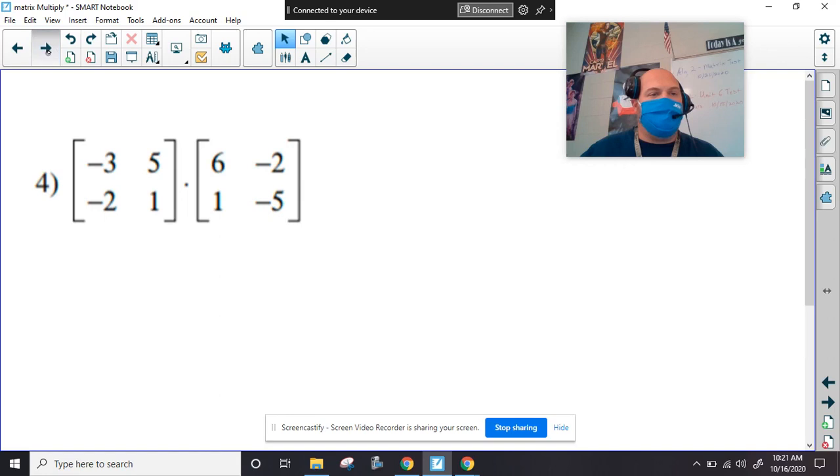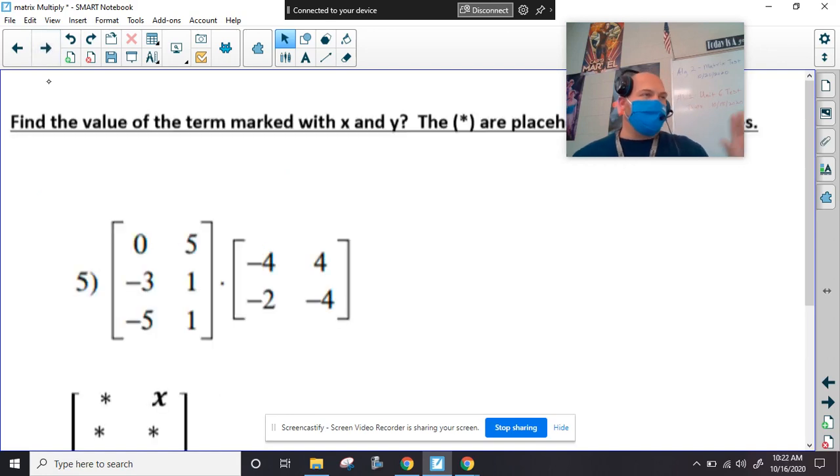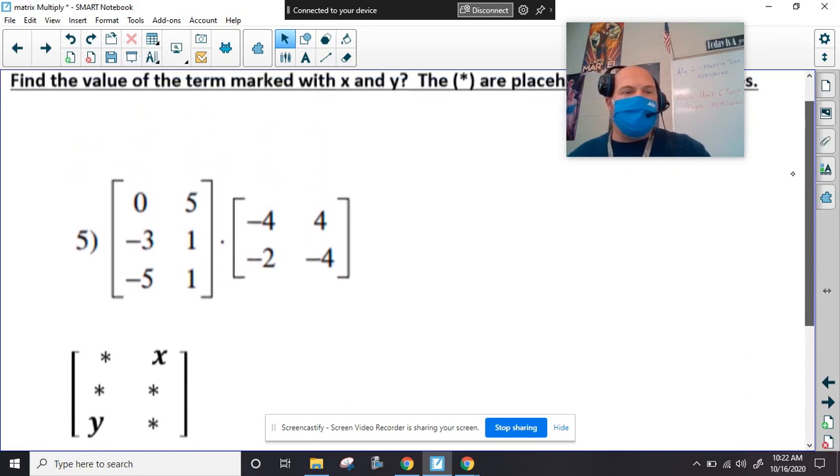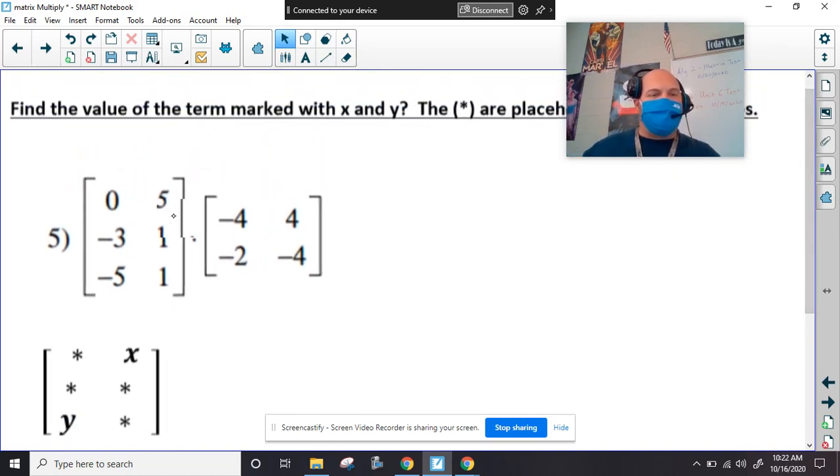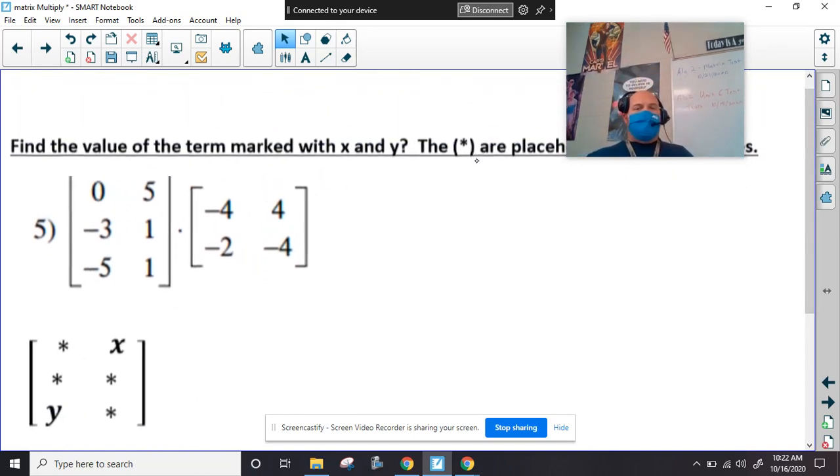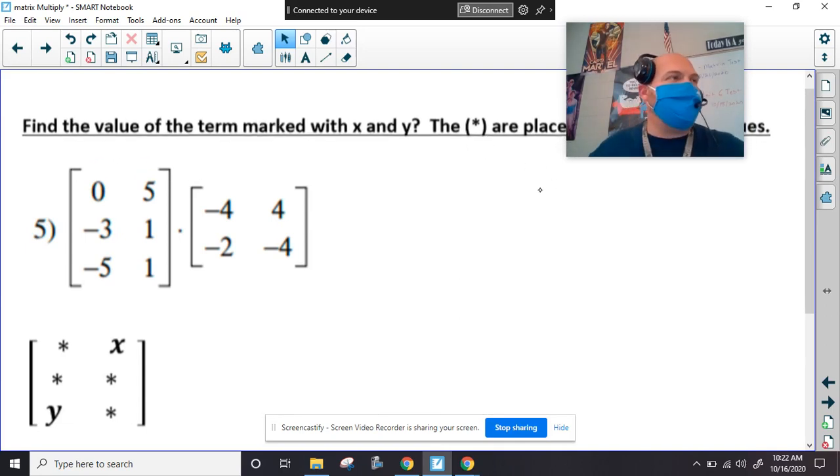I'm going to come back. We're going to come back to those two in just a second. There's a reason why. All right. It says find the value marked X and Y. The asterisks are placeholders. This is kind of like one of the examples we had earlier.